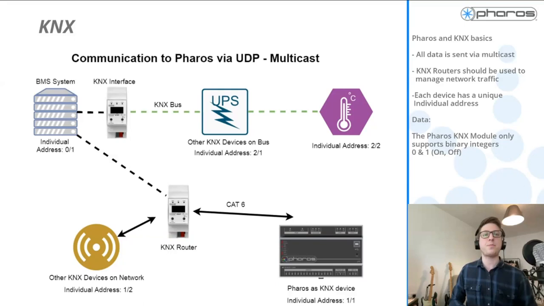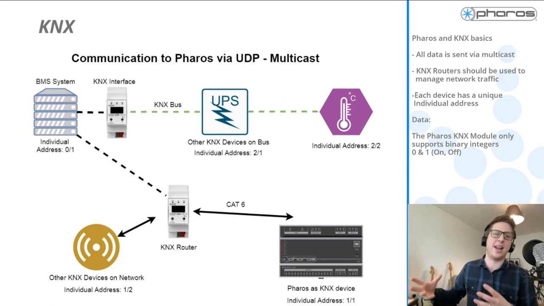Pharos has a very basic implementation for KNX, as I've already said. Basically, we only currently support binary triggers, so that's just on and off. There are other values that you can send in the KNX protocol. We are looking at supporting them in the future, but for now, we just have the ability to turn things on and off within Pharos using the triggers, which again, I'll show you in a little bit. But yeah, this is a basic KNX setup, and as I said, Pharos just basically works as a KNX device. It won't act as a BMS system or KNX type BMS system in this scenario.